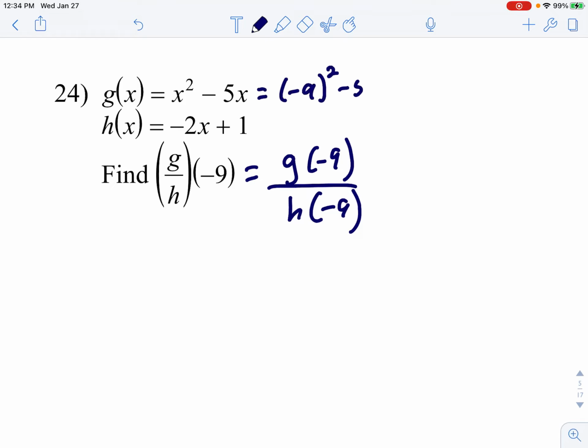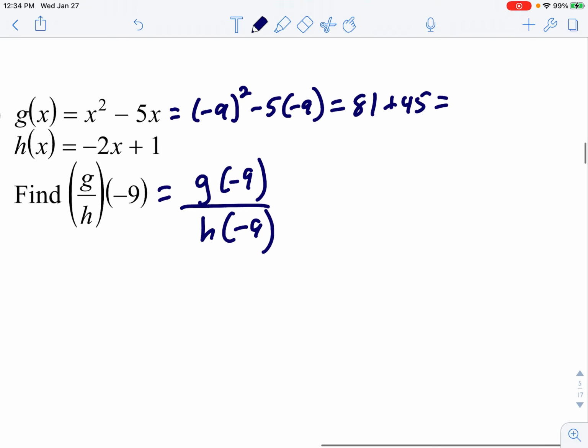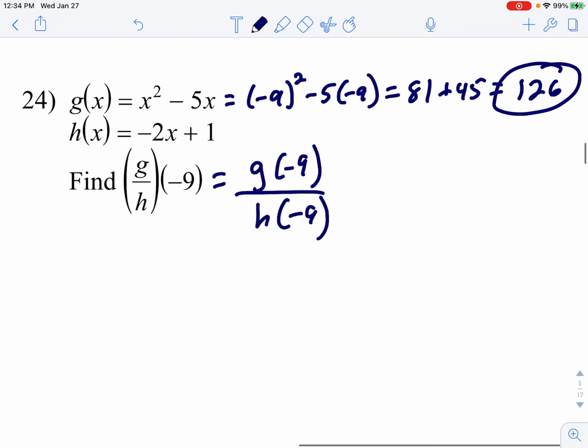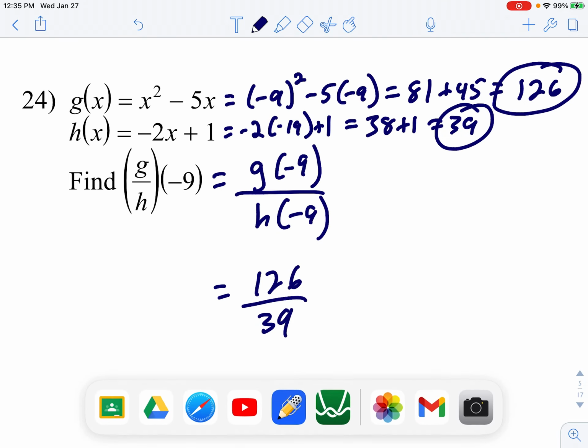Negative 9 squared minus 5 times negative 9. That's negative 9 squared is positive 81. Negative 5 times negative 9 is positive 45. Eek. That's 126. So the top number works out to be 126. Let's do the bottom. That's negative 2 times negative 9 plus 1. Negative 2 times negative 9 is 38. But negative times is 38 plus 1 is 39. Ooh, I don't like the looks of this. 126 over 39. Let me grab a calculator.